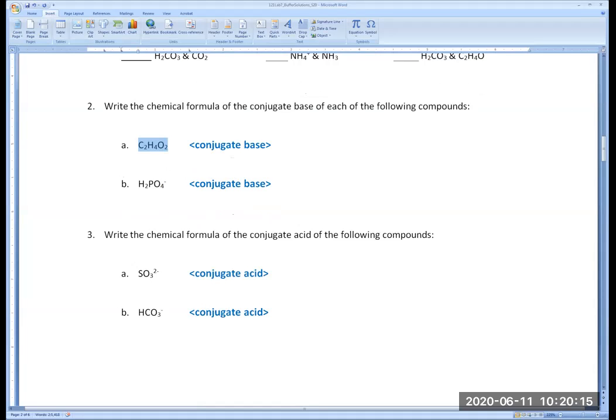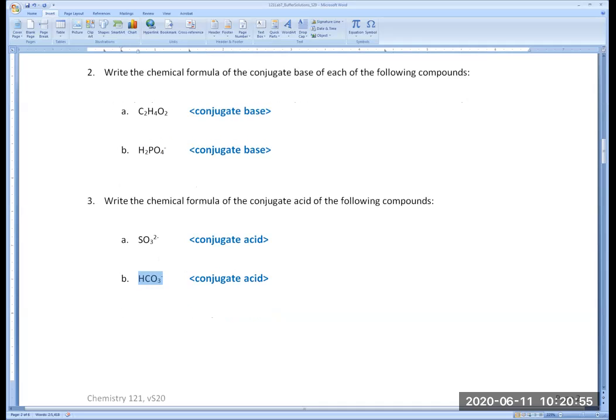Question 3 is the reverse. You need to find the chemical formula of the conjugate acid of these. Conjugate acid means these are your bases, and you need to find the conjugate acid formula, which means what do they become when you add an H plus to them? Because as bases, they will accept a proton and become the conjugate acid. So add an H plus to those and find out the conjugate acid formula. It's what we did in the review of chapter 9, right? It's the same process.